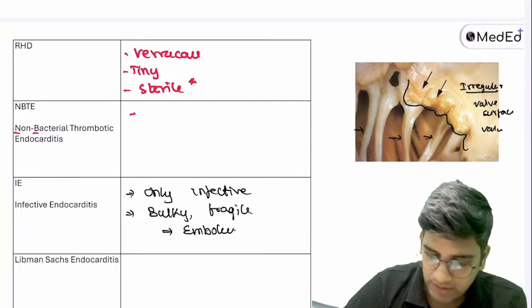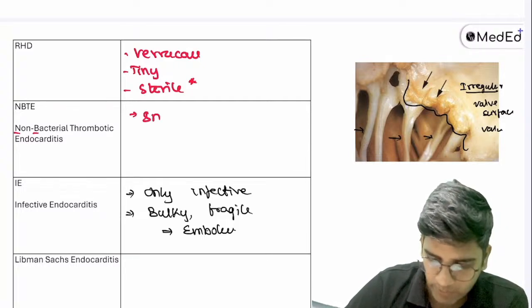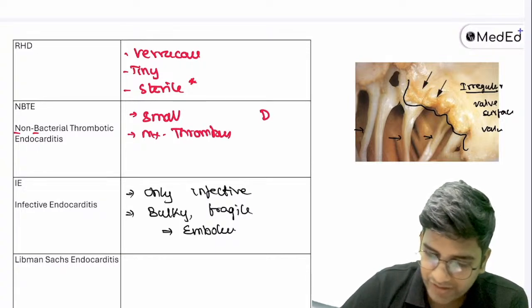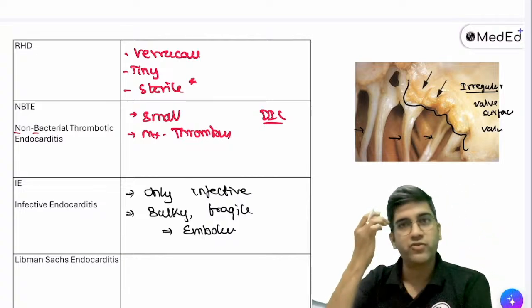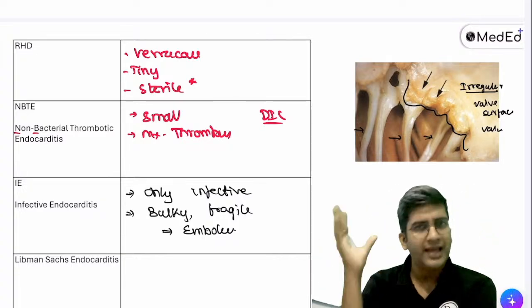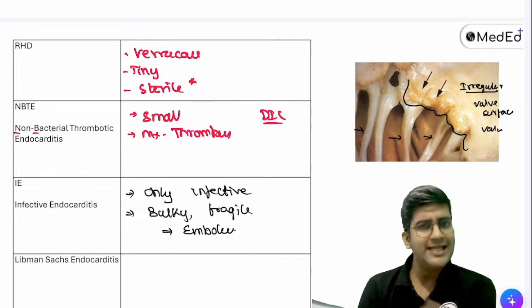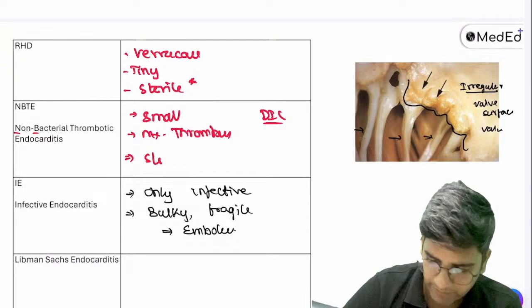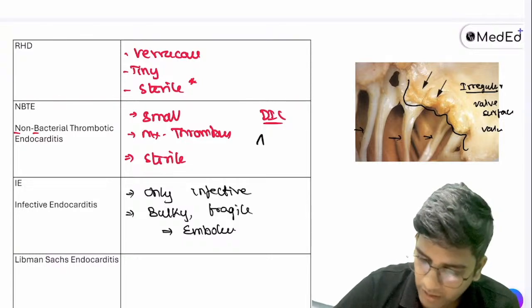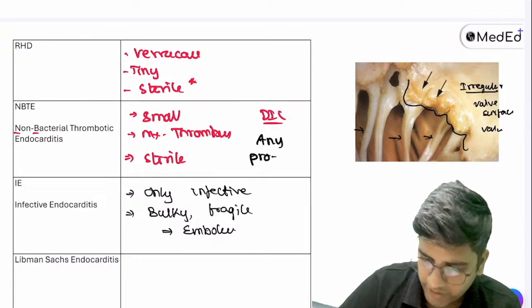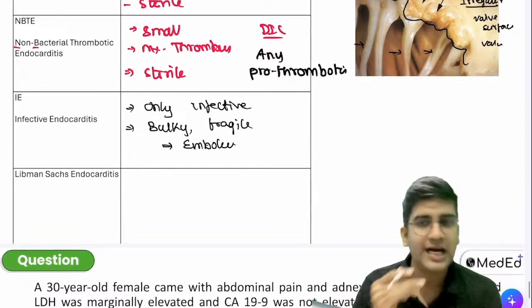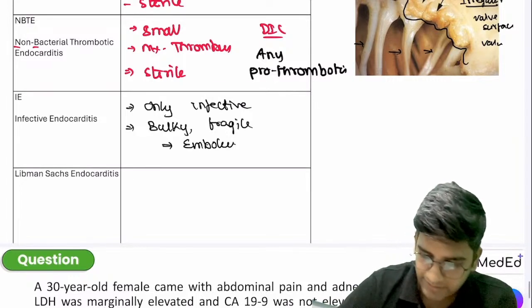NBT, non-bacterial. So obviously this is also a small, tiny vegetation. Microscopy is nothing but thrombus. So any condition which causes DIC can cause this. If there's thrombus formation, like antiphospholipid syndrome, it can have thrombus anywhere in the body, I can have thrombus here also. DIC can have it. Any prothrombotic state will have this condition, right? And this is also sterile. If there's a chance of thrombus formation, I'll have a chance of thrombus formation in the heart valve as well, fine. SLE is only one guy.